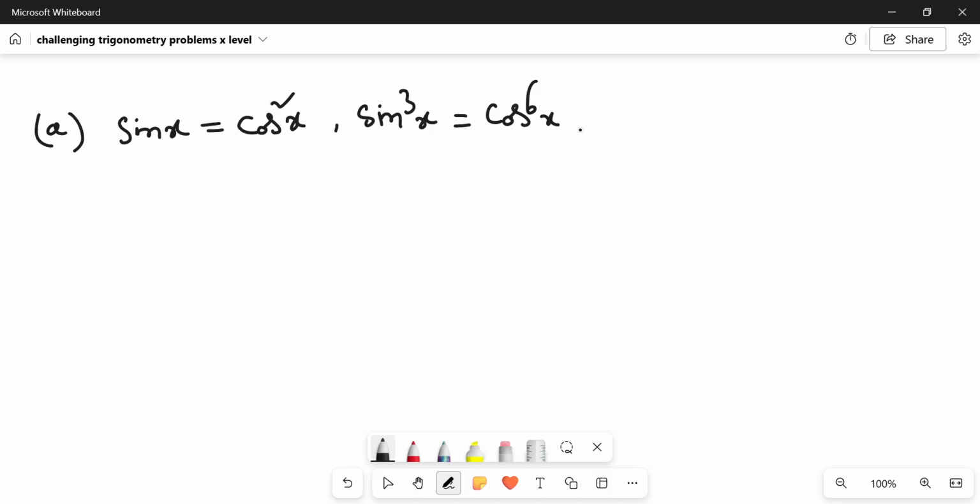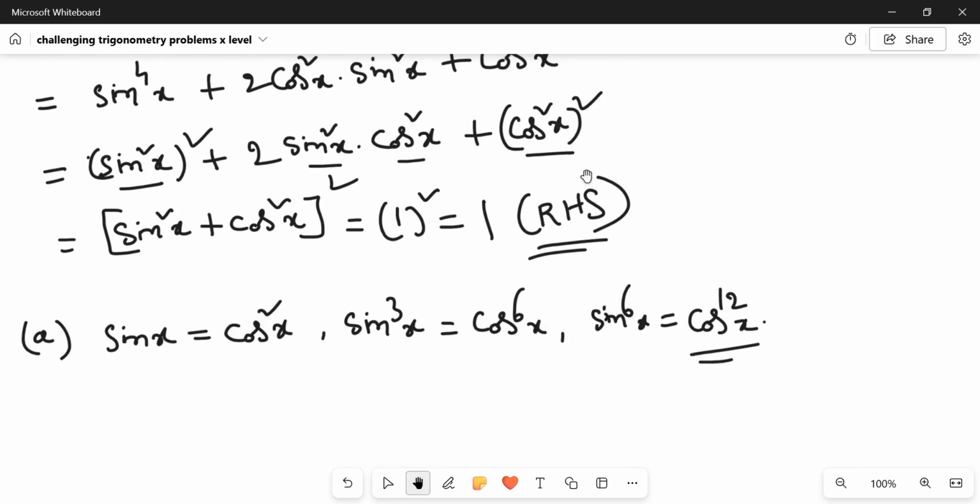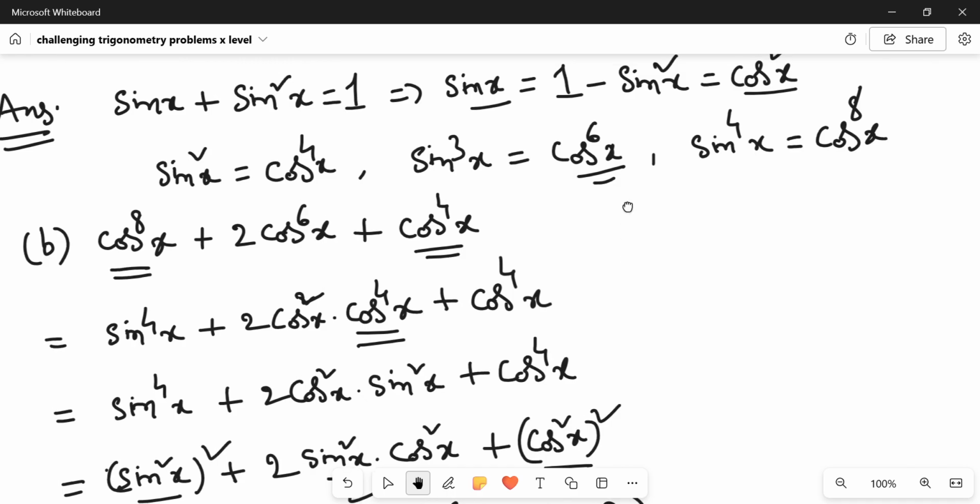If I have to make it sin power 6x, what will sin power 6x be? On the other side, cos square x has to be raised to the power 6, so it becomes cos power 12x. Like this you can keep writing the relationships. This is the important thing you have to know to solve this problem. Let's see the terms that are there. It looks complicated, but it's an easy question.